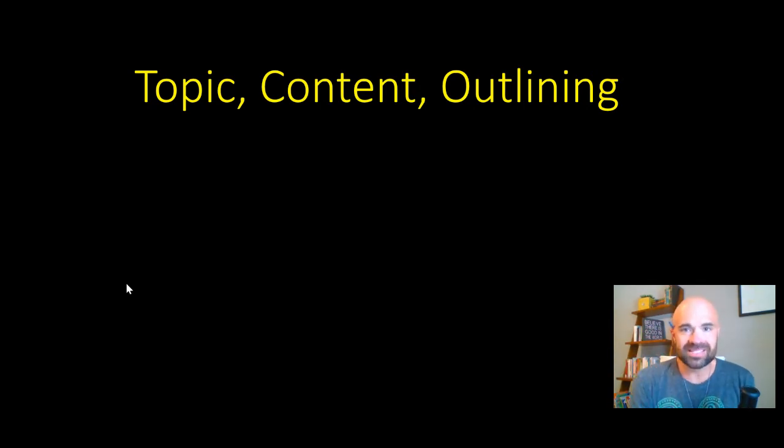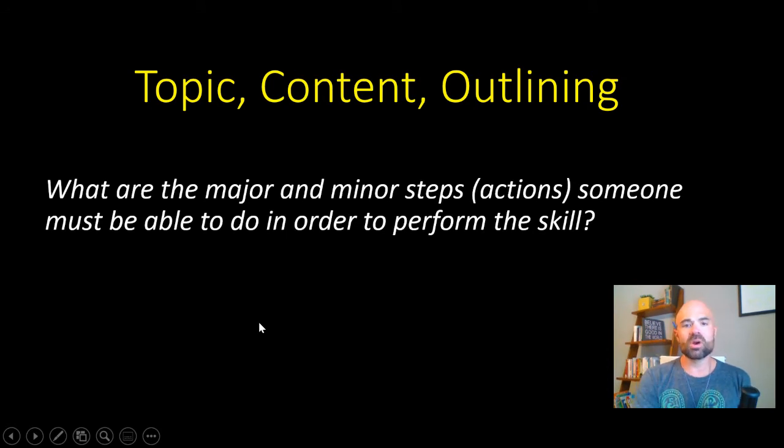Okay. So if the skill is how to give feedback, then the task you want your trainees to be able to perform is how to be able to give feedback. Okay. So task outline, skill outline, very similar kinds of terms. And so what the task or skill outline attempts to do is answer this question. What are the major and minor steps or actions that someone needs to be able to do in order to perform the skill?